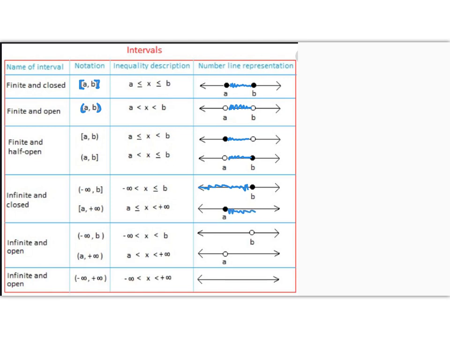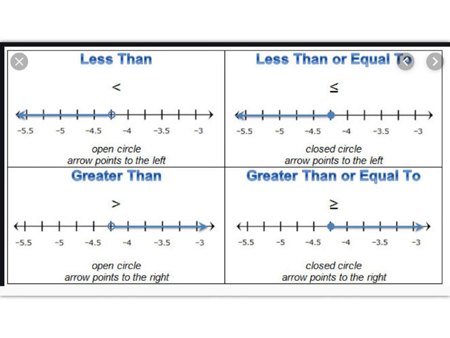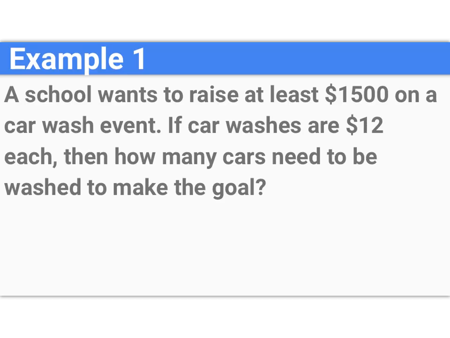All numbers including A and bigger. All numbers not including B and smaller. All numbers not including A and bigger. And this set is infinite and open, which means all numbers. So that is the breakdown of this chart. And again, we saw these symbols on the last one.